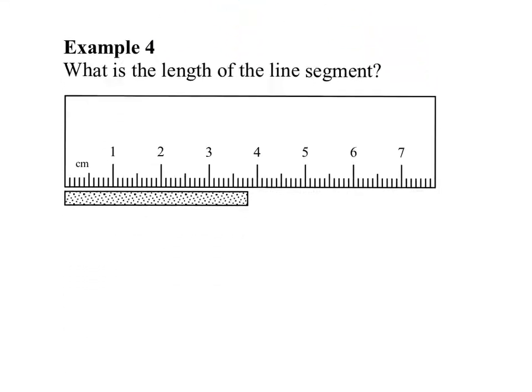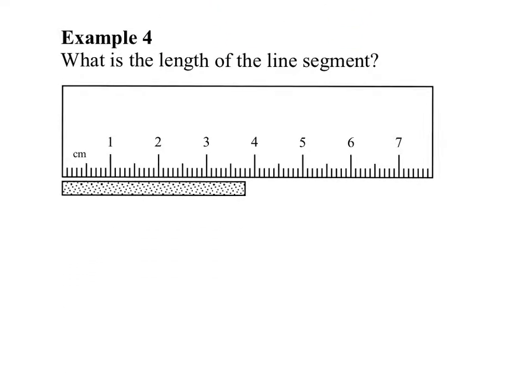Looking at this one, what is the length of the line segment? So again, we know it goes past 3, so it's going to be 3 and something over 10, or 3 point something, and then we measure it down there, and that's 1, 2, 3, 4, 5, 6, 7, 8. Okay, so that's either going to be 3 8/10 or 3.8.